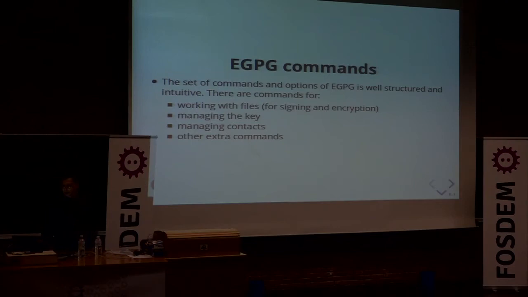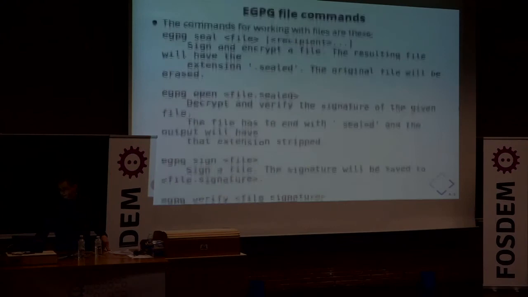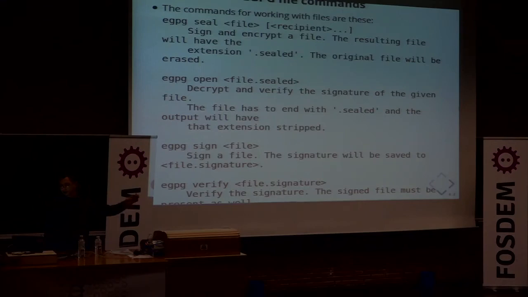EGPG commands. The set of commands and options of EGPG is well structured and intuitive. There are commands for working with files, for signing and encryption, managing the key, managing contacts, and other extra commands. The commands for working with files are these: egpg seal, and then a file, and then a list of recipients. egpg open, and then the file which is sealed, which is the reverse operation of sealing. egpg sign to get the signature for a file, and then egpg verify to verify the signature of a file.